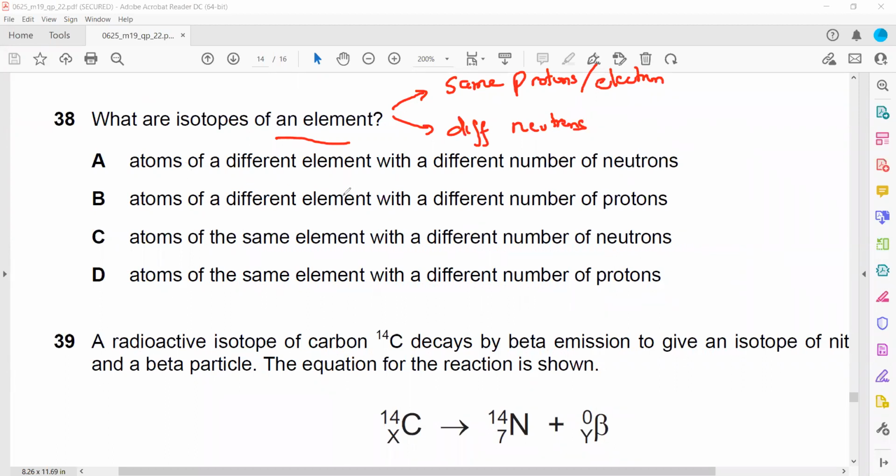So the condition is atoms of the same element. Here it is atoms of different elements, so it cannot be A or B. So either C or D can be an answer, because atoms of the same element are having different numbers of what? They have different numbers of neutrons. So C is the right answer. Why is D wrong? Because it mentions they have different numbers of protons. They don't have different numbers of protons. They have the same number of protons.